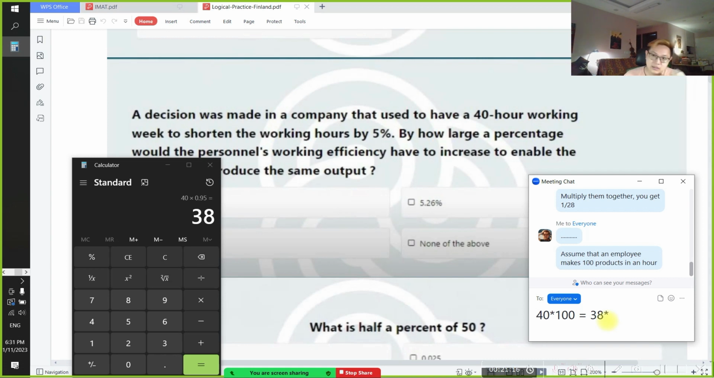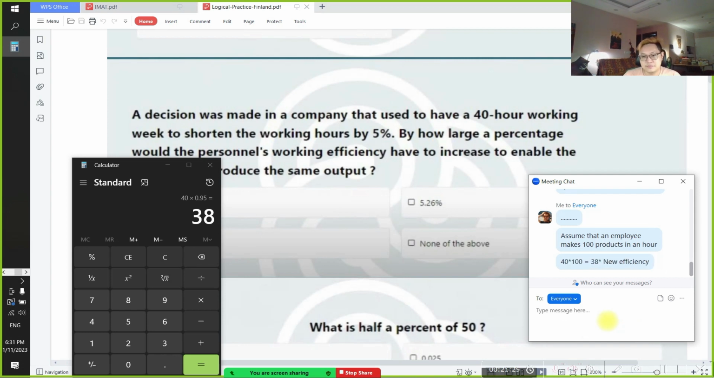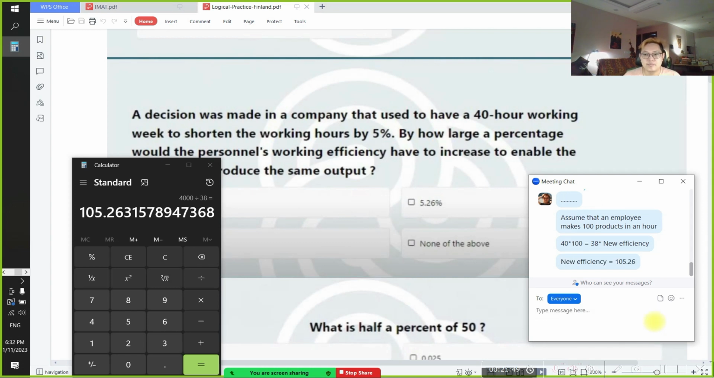And then multiply by the new efficiency. It has to be times the new efficiency, isn't it? So the new efficiency is basically 40 times 100, it's 4,000, and divide by 38, you should get 105.26, isn't it? So in 1 hour, you have to produce now 105.26 products.